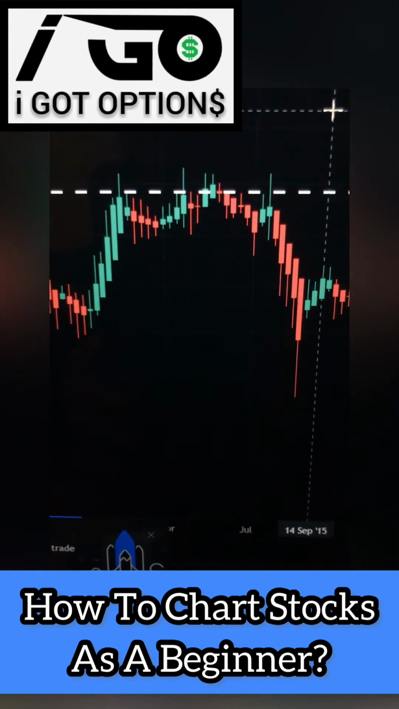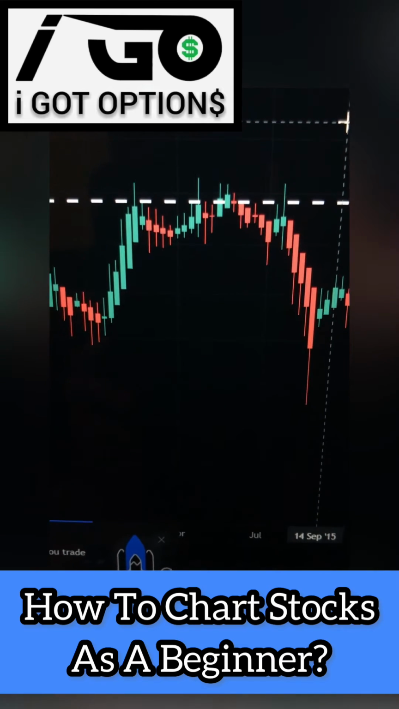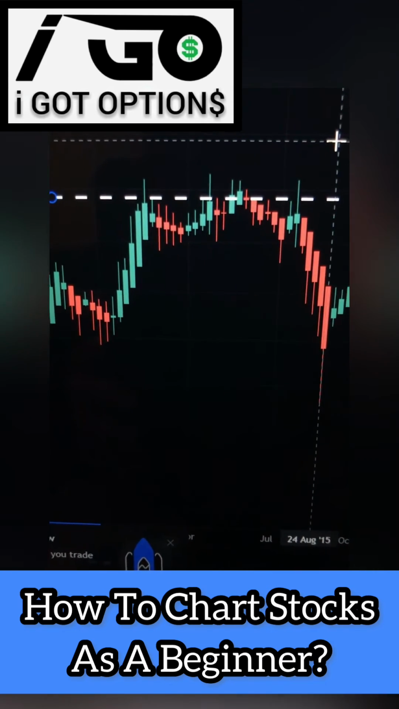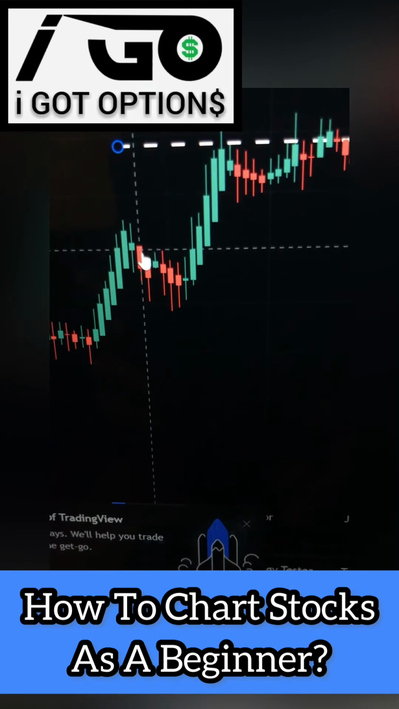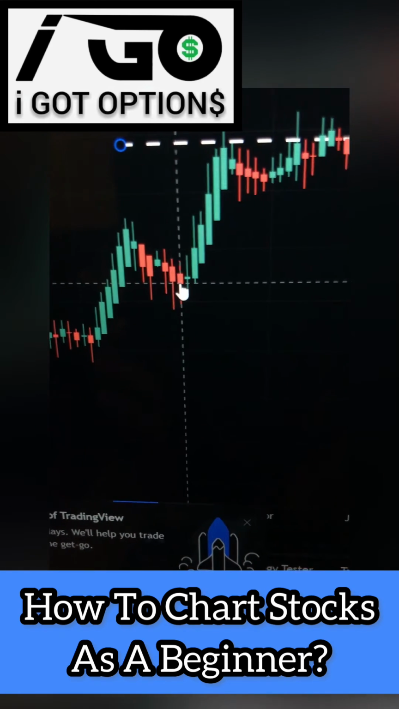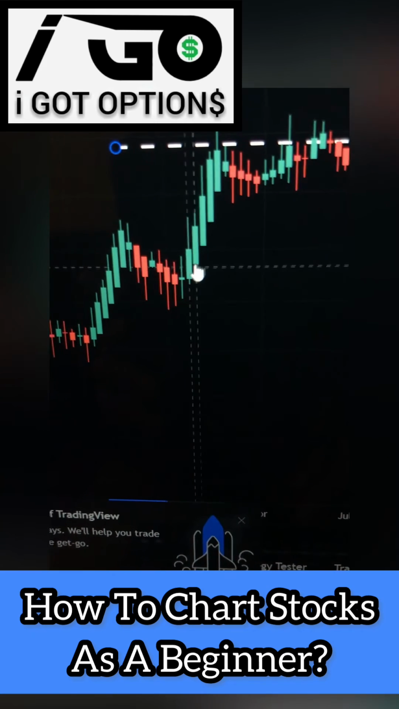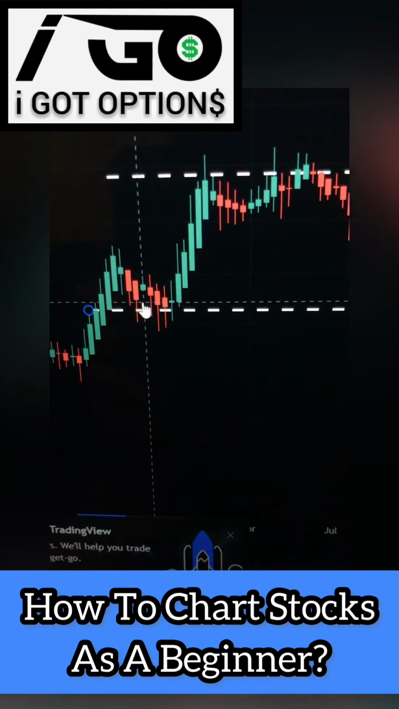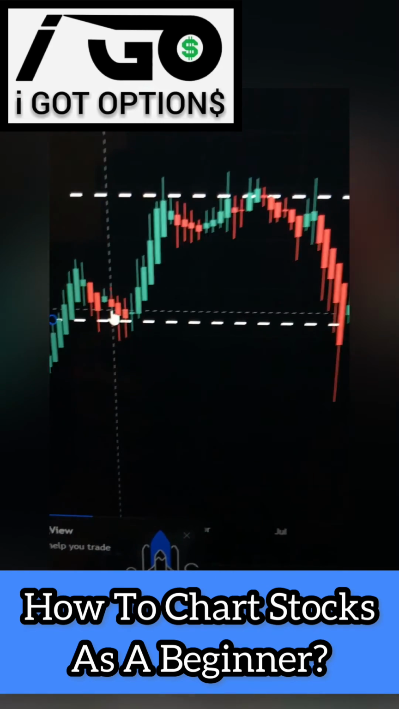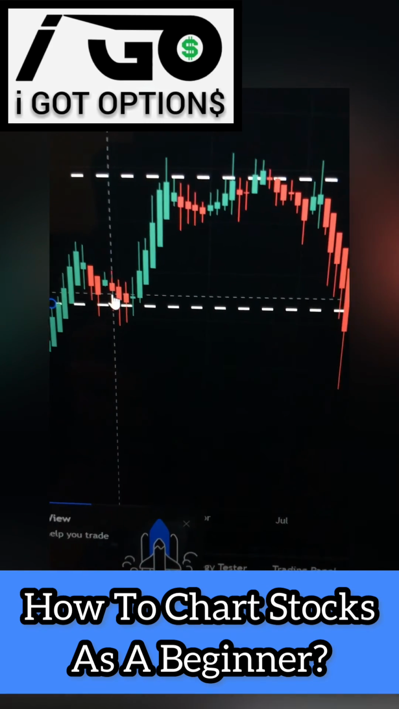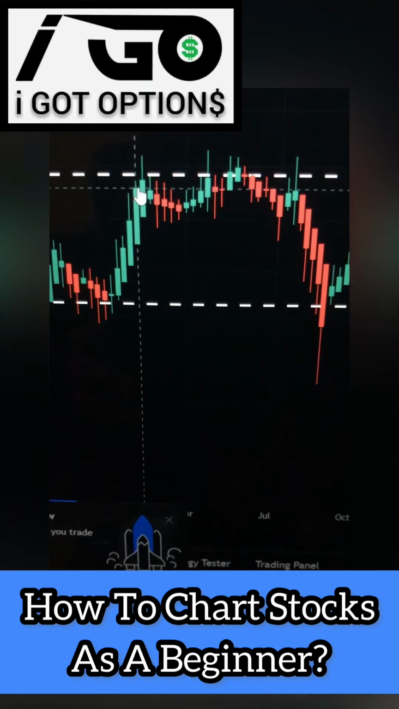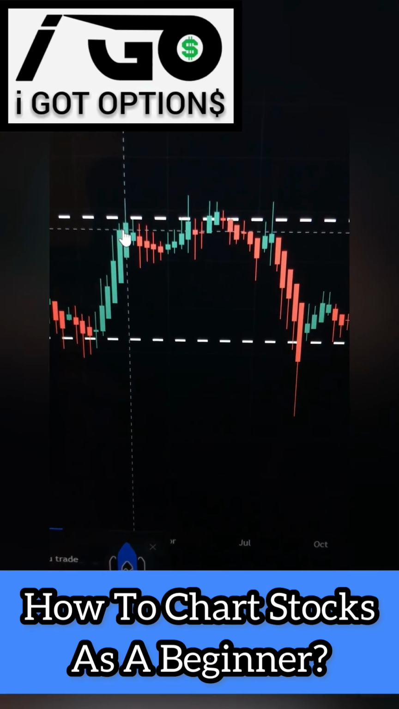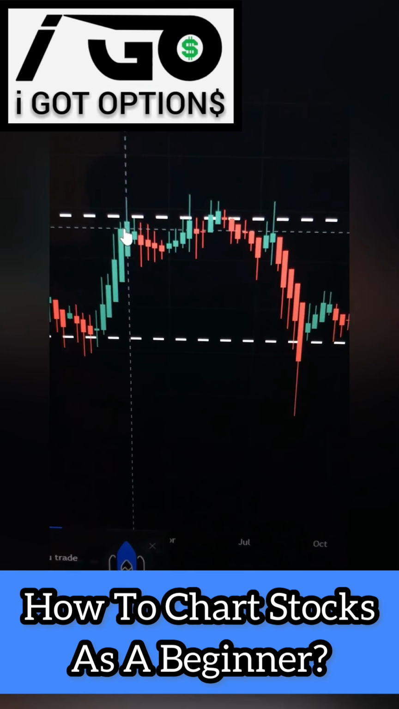Now, the second and last important element of charting is support. Support is the complete opposite of resistance. If we take a look here, we see these red candles. This stock tried going down a little bit, but then it ended up just turning around and going back up. So if I draw a line right here, this is an example of a support level. Support is an imaginary line that a stock bounces up from, and resistance is an imaginary line that a stock bounces down from.